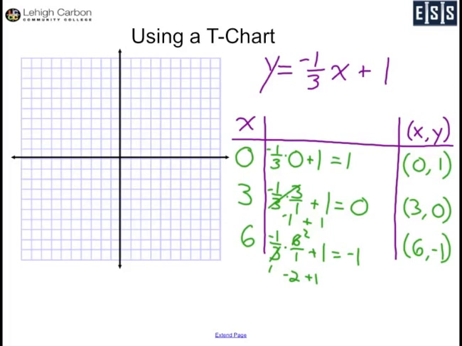So now I need to plot my points. The first was 0, 1. So 0 on my x-axis, up 1 on my y-axis. My second point was 3, 0. 3 on the x, 0 on the y. And then my last is 6, negative 1. 6 on my x-axis, negative 1 on my y. I have my points. Connect them with a line. I always like to find 3 points when graphing by this method, because 3 points will make a line if I've done them all right. If I only have 2 points, I'm not going to know if I messed something up.